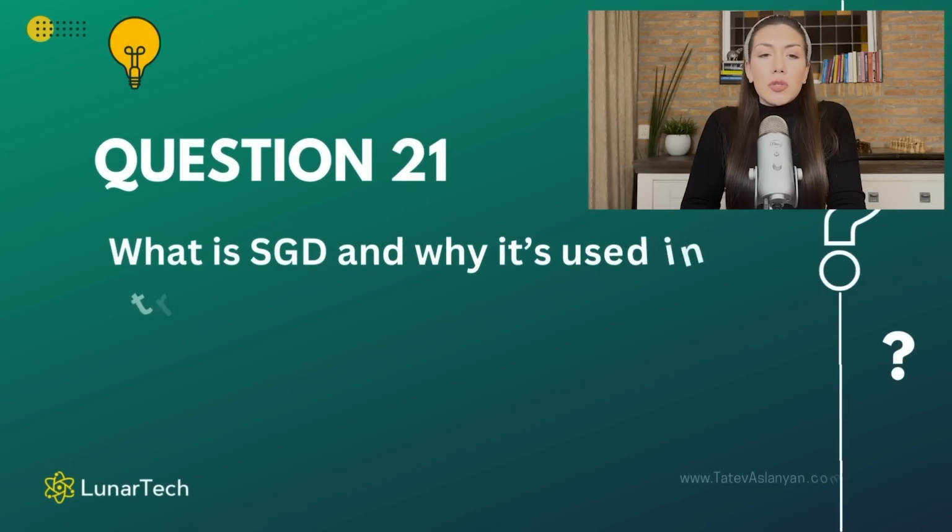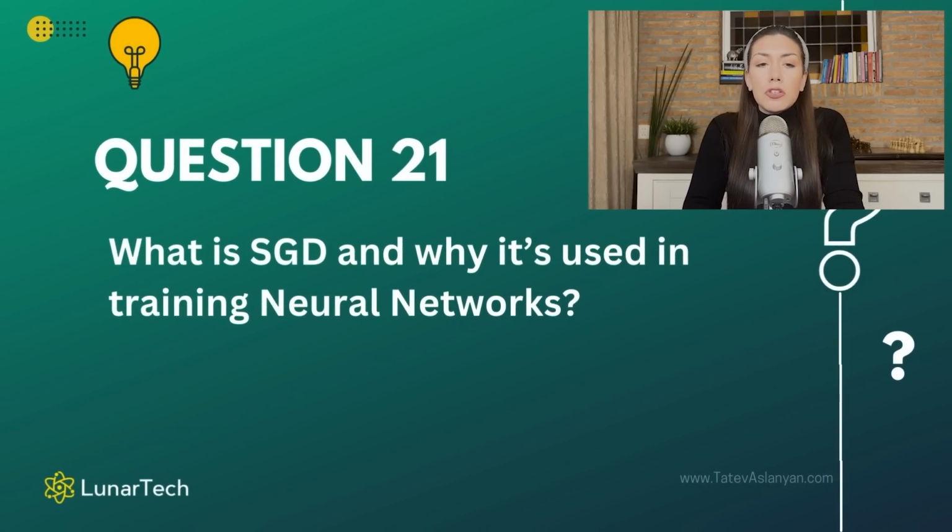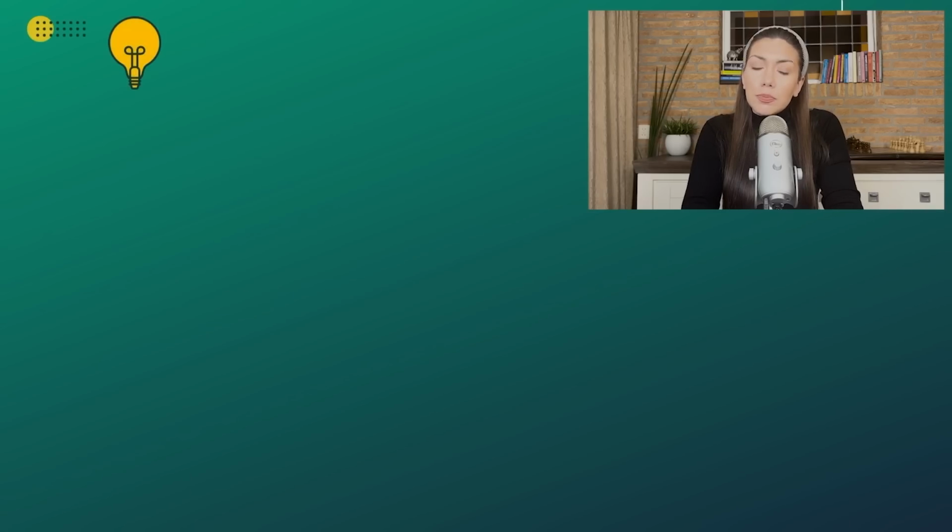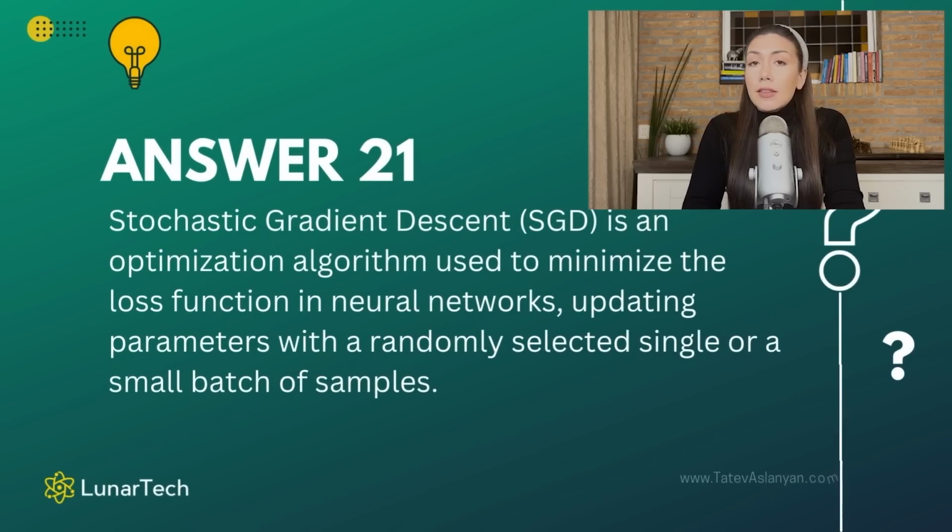The next question is, what is SGD and why is it used in training neural networks? So SGD is, like GD, an optimization algorithm that is used in deep learning in order to optimize the performance of a deep learning model and to find a set of model parameters that will minimize the loss function by iteratively improving the parameters of the model, including the weight parameters and the bias parameters.